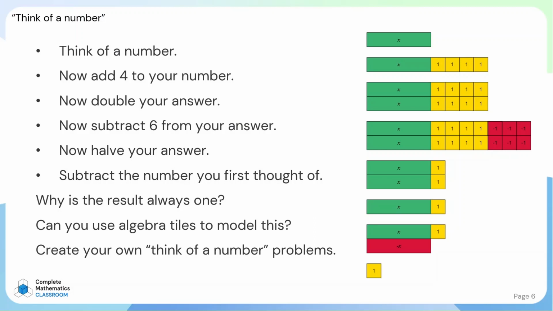This time I'm going to be talking through one of those classic think of a number sequences that you might do when you're introducing algebra to a class, and it always seems to amaze the pupils at the end when they all get the same answer. So have a quick run through the instructions on your screen now, make sure you always get an answer of 1, and then have a think how you might use algebra tiles to model this.